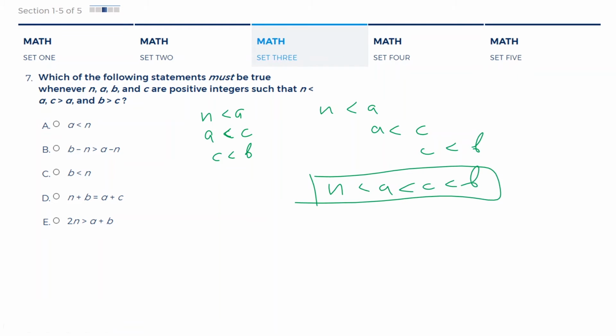Now let's go through the choices. A is less than n. Nope. B: basically, if you subtract, B is greater than A. So that's correct. Seems correct, but let me just double check. B is less than n. Nope, that's absolutely wrong. So the answer is B.